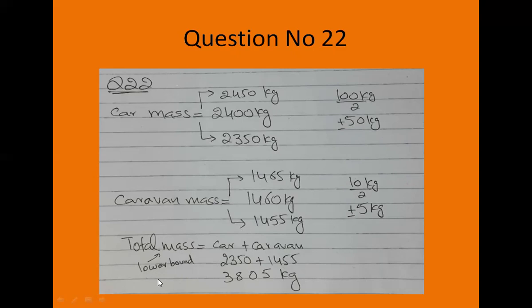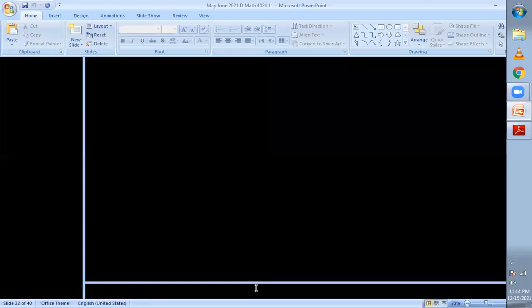And you want the lower bound of the total mass, so I will take the lower bound of the car's mass, and I will take the lower bound of the Caravan's mass. So the lower bound of the car mass is 2350 kg, and the lower bound of the caravan's mass is 1455 kg. So 2350 plus 1455, and you get 3805 kg. So that's the lower bound of the total mass. Hopefully you understand how we have done this question.